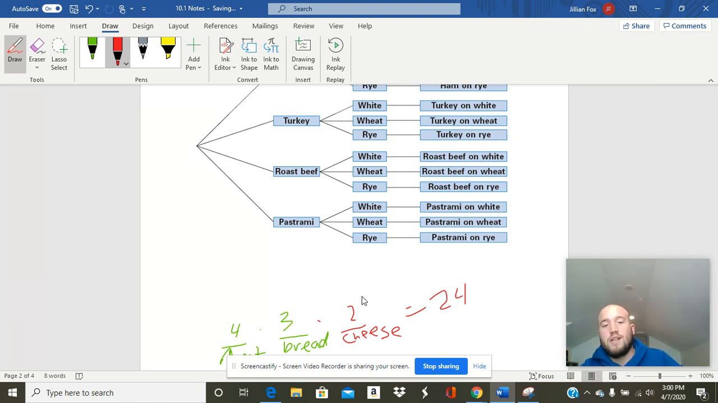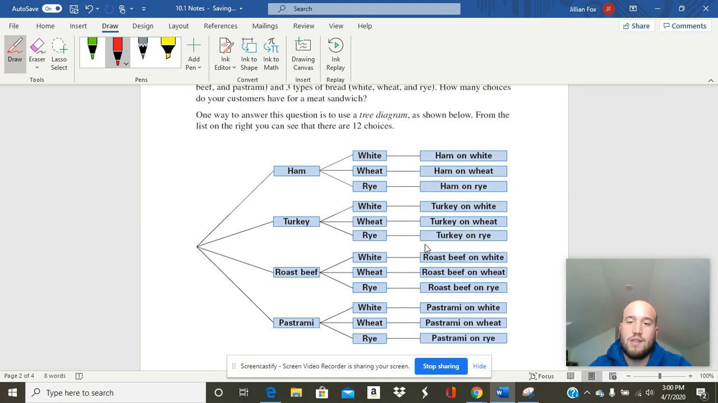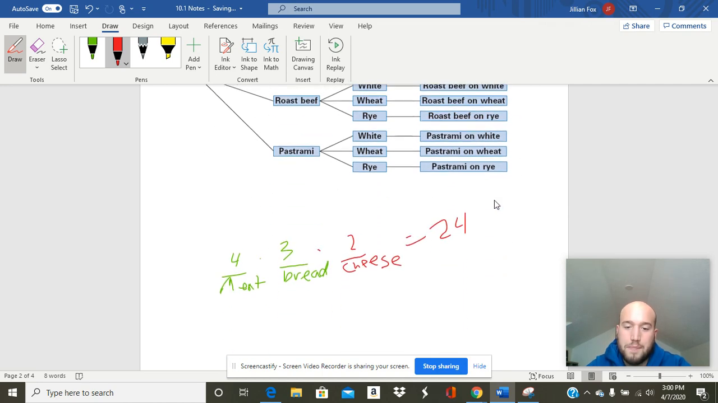Okay, so the counting principle, in this case, it was 4 times 3 times 2. It doesn't always count down by 1. That just happened to be the case in this example. But if we think about it, each of these, I could also have either cheese or no cheese, and I could do that for each of those. So that's why it doubles.